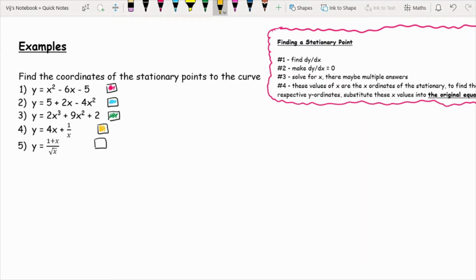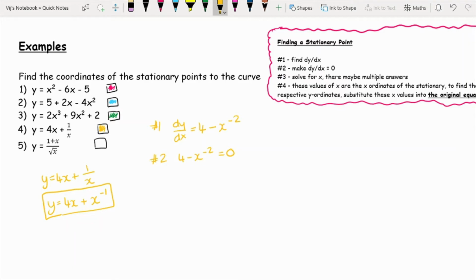So for number 1, I'm going to write down the equation here: 4x plus 1 over x, and I can rewrite 1 over x as x to the power of minus 1. So I'm now going to find the dy dx of this version of the equation rather than that. So in terms of step 1, dy over dx is going to equal 4, move the minus 1 to the front so it becomes minus x, and I lower the power by 1, so I get 4 minus x to the power of minus 2. The next thing we need to do is make that equal to 0.